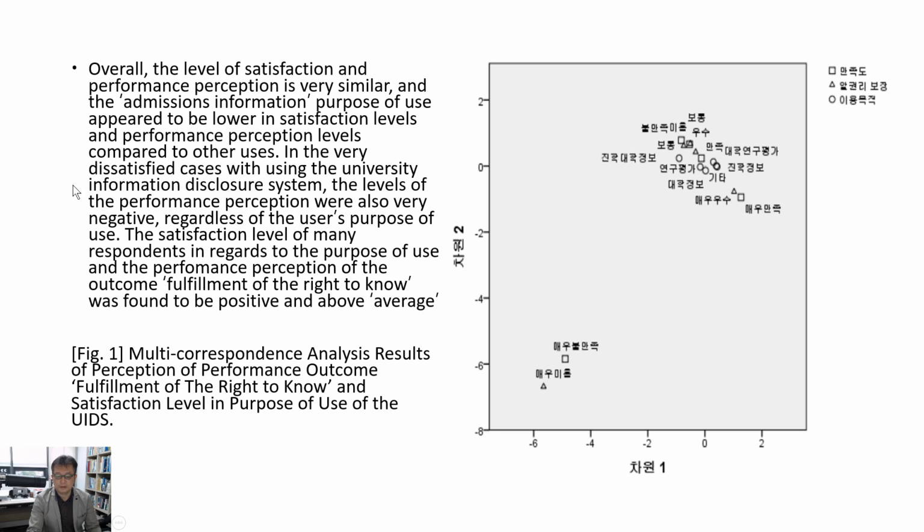In the very dissatisfied cases with using the university information disclosure system, the level of the performance perception was also very negative regardless of the user's purpose of use. The satisfaction level of many respondents in regard to the purpose of use and the performance perception of the outcome of fulfillment of the right to know was found to be positive and above average.